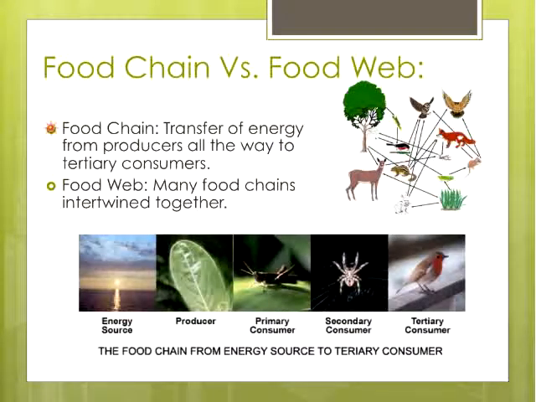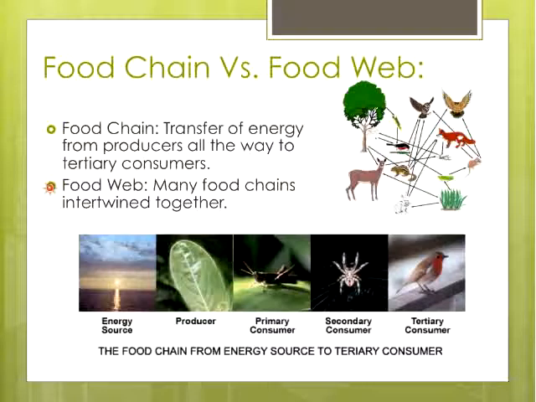So next we talk about food chain versus food web. Food chains transfer energy from producers all the way to tertiary consumers. So this is a food chain. We start with an energy source, which is the sun. This energy is then converted through photosynthesis by a producer. We then have a primary consumer, such as a grasshopper, that eats this leaf. We then have a secondary consumer, such as a spider, that eats this grasshopper. We then have a tertiary consumer, which eats the spider, which is eating the grasshopper, which is eating the leaf, which has gotten energy from the sun. So it's just a big transfer of energy from one organism to another.